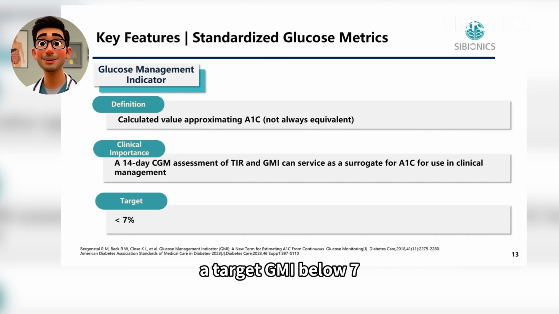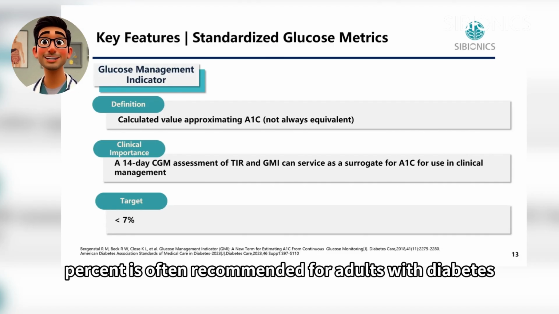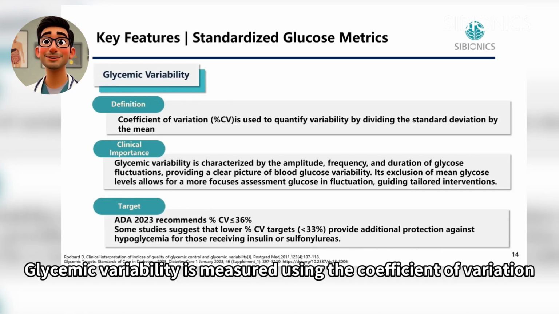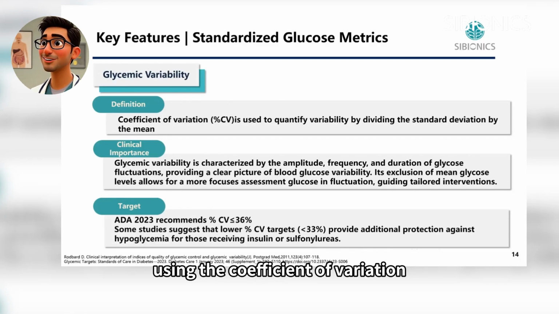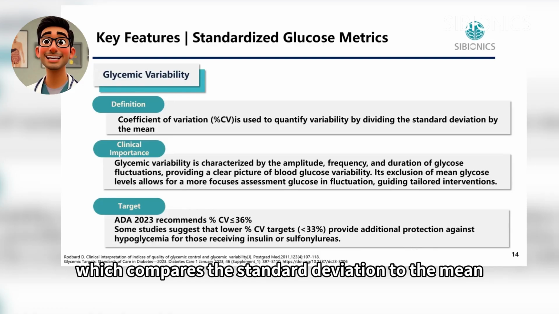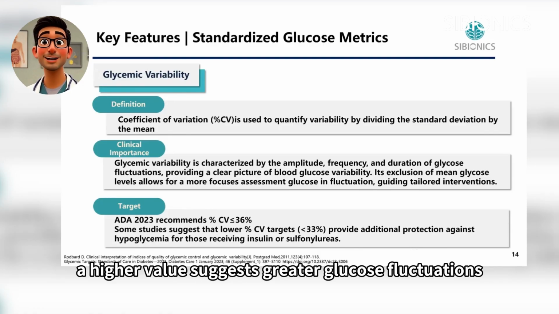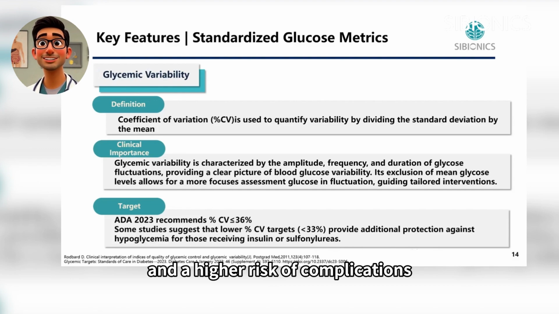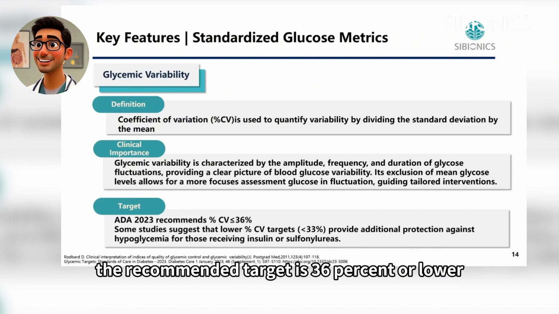A target GMI below 7% is often recommended for adults with diabetes. Glycemic variability is measured using the coefficient of variation, which compares the standard deviation to the mean. A higher value suggests greater glucose fluctuations and a higher risk of complications. The recommended target is 36% or lower.